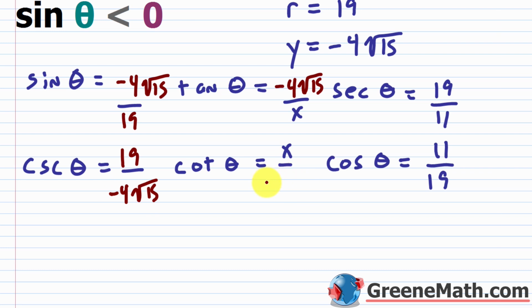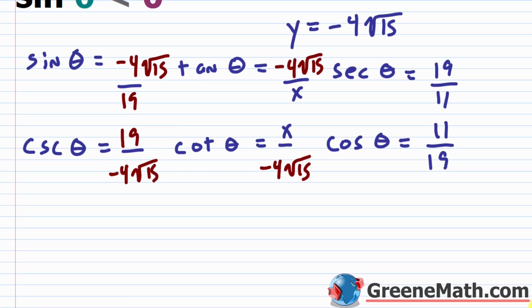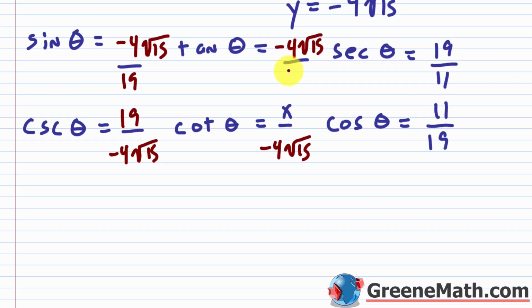And also here, so negative 4 times the square root of 15. And x, let's just scroll up real quick, that's going to be 11. Okay, so we're done with that. So let's go back up here, put 11, and then go up here and put 11.